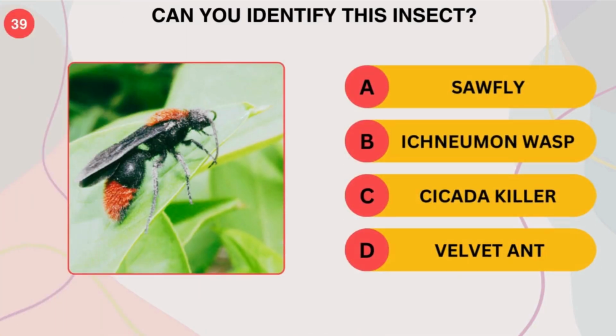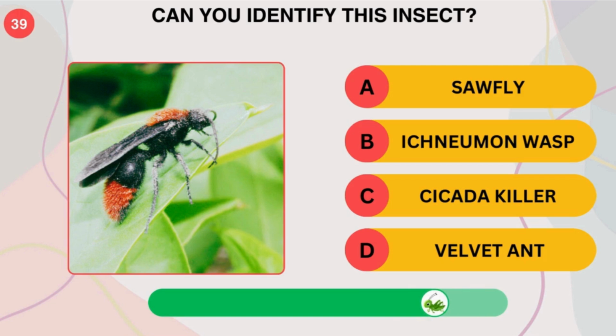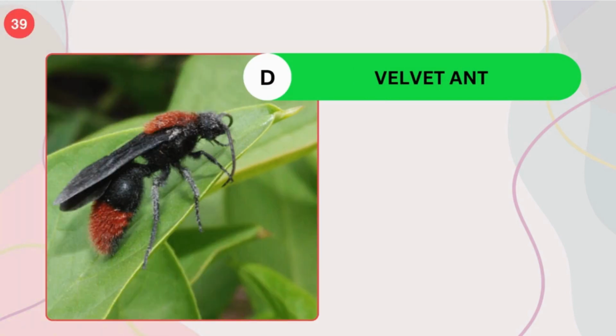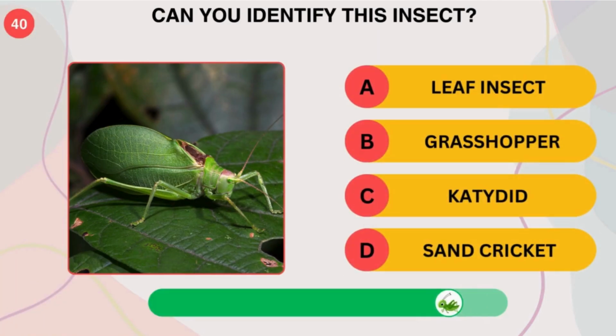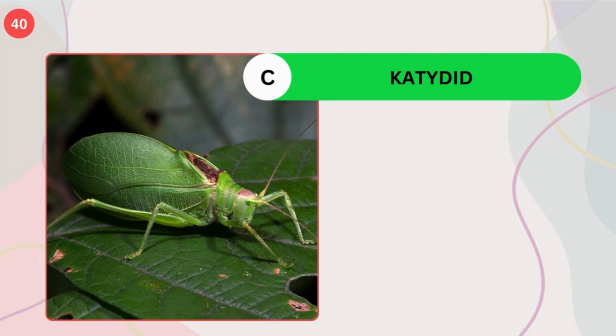Identify the insect in this picture. Velvet ant. Can you identify this insect? Katydid.